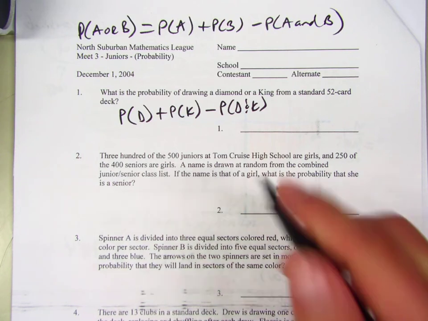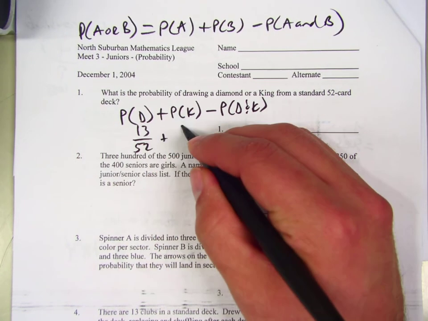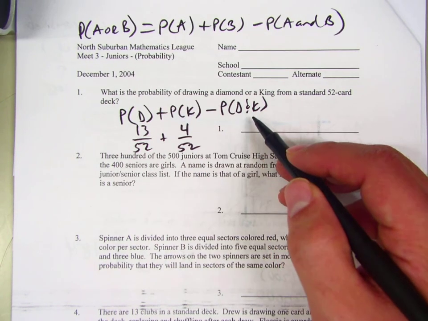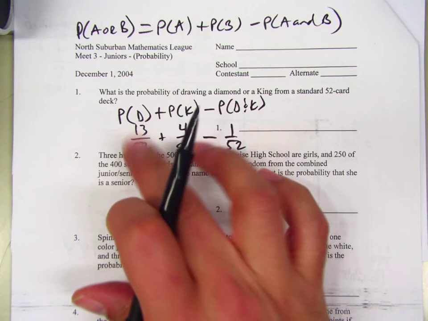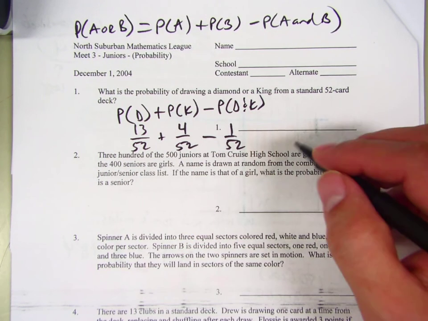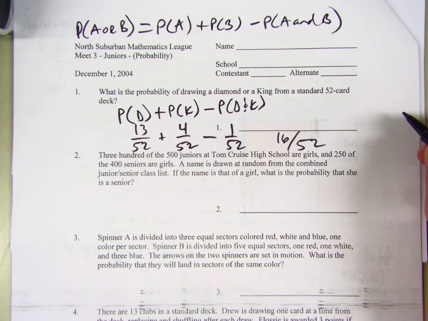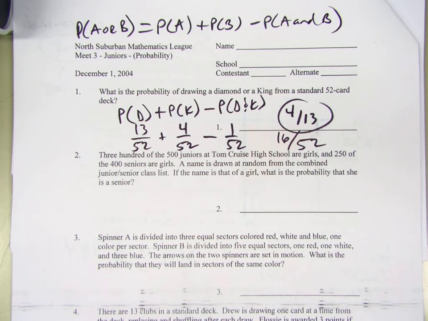So how many diamonds are there? 13. And how many kings? And is there a diamond and a king card together? One of those. And so that one card got counted twice in both of these, which is why we're subtracting it out. So really it's a total of 16 out of 52, which reduces to 4/13. Make sense?